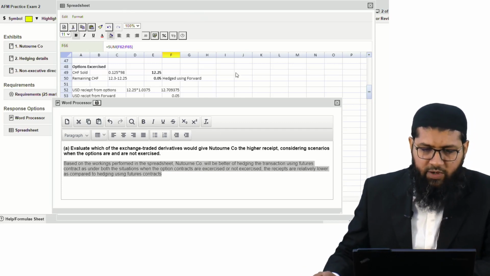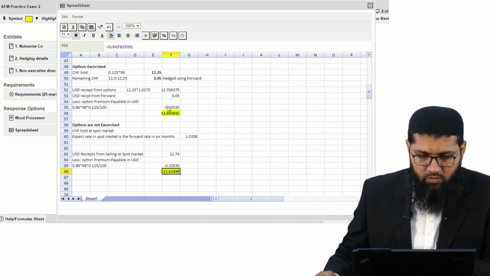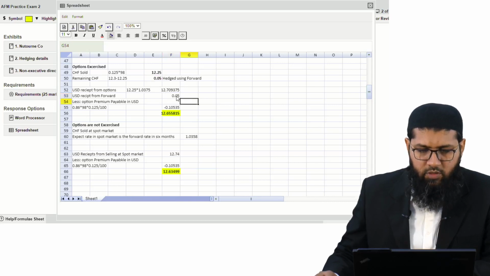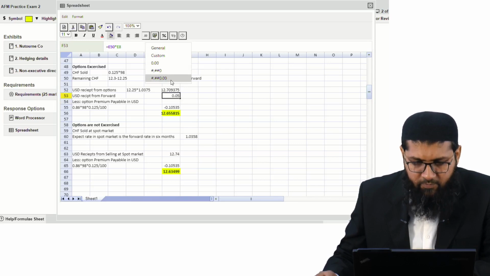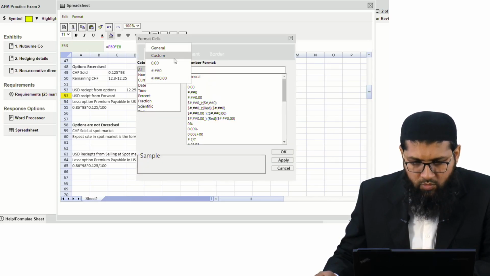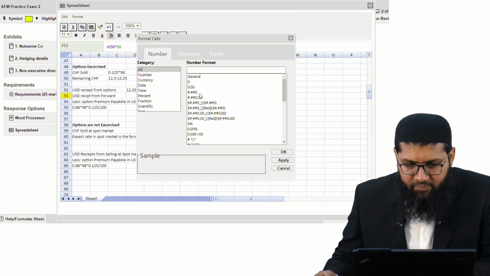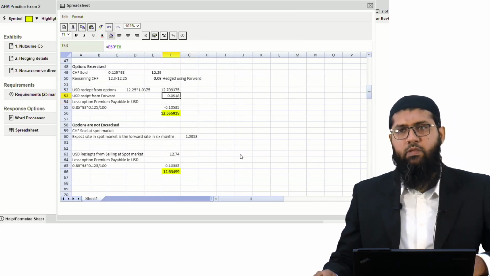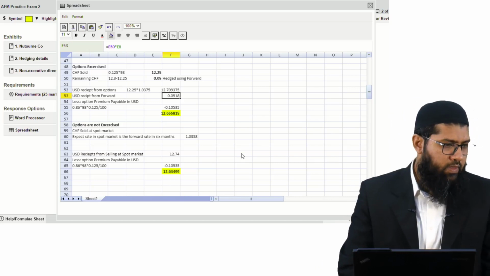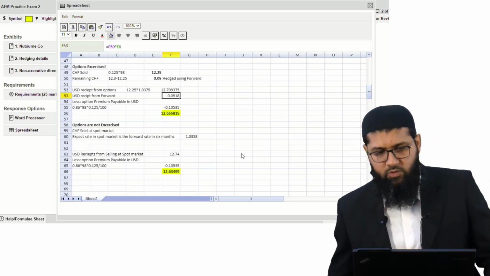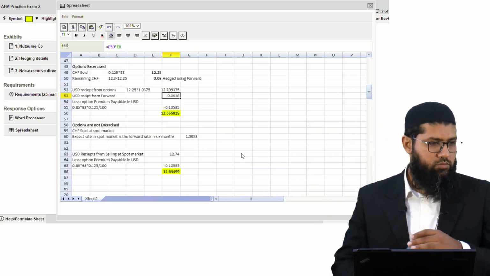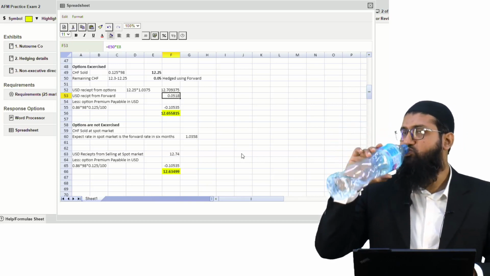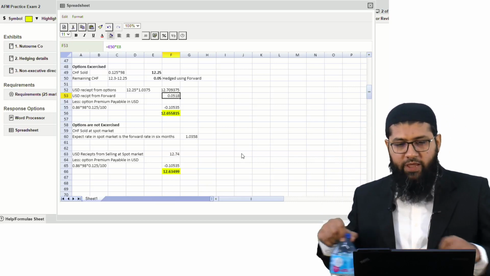I did convert the under hedge using the forward. You see here, I did convert. If I increase the number of decimal places, you would be able to see that I did convert. You get it now? I did convert. Okay, let me know if you all are okay now.